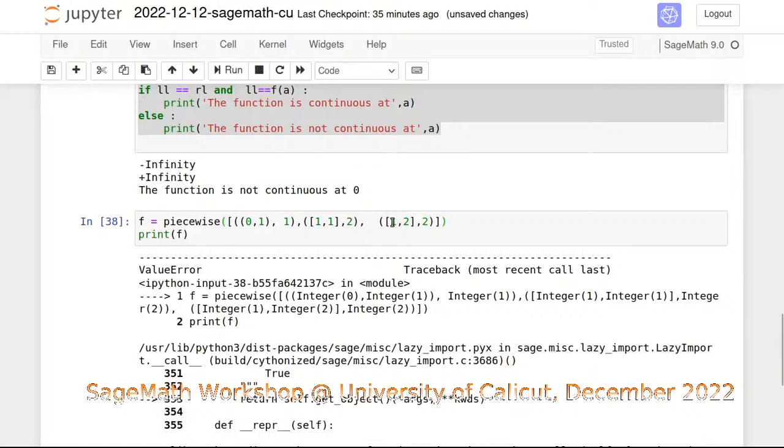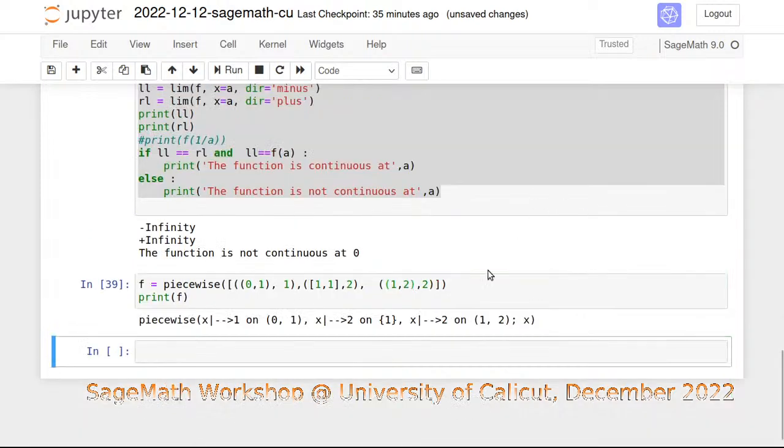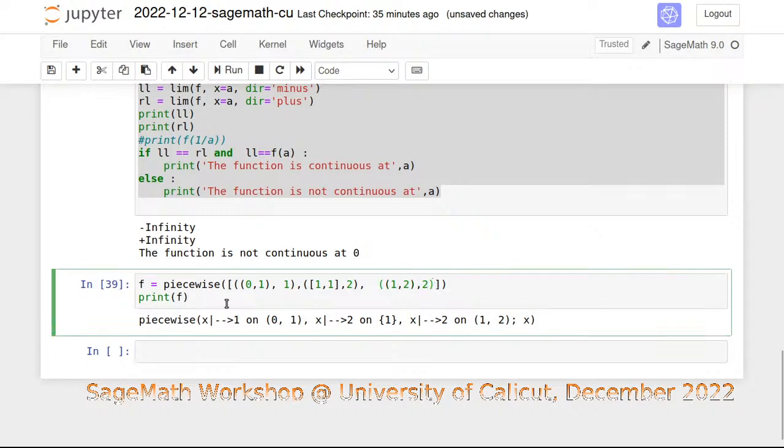Domains must be pairwise disjoint. Okay. On 0, 1 it's 1. On 1 it's 2. On 1, 2 it's 2. Okay, that makes sense.